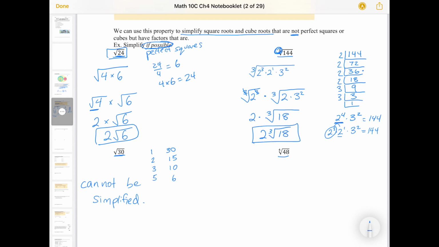So I'm combining some prime factorization from the beginning, grouping it so I have groups of whatever my index is here. And again, we can put this in our calculator and make sure that we are correct. Make sure you're finding the cubed root and not the squared root, because that is, of course, going to be different.